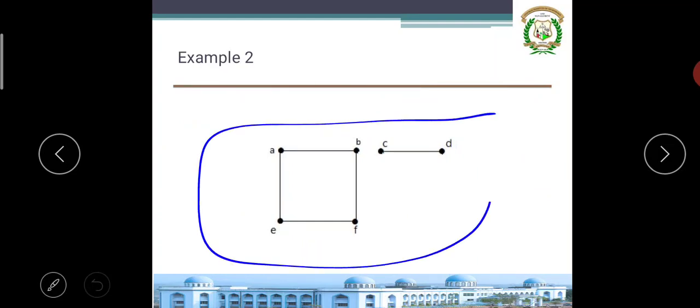This is a disconnected graph. If you observe very carefully, A to D, I want to travel, I can go A to C, but it is disconnected. If I connect this, that will become a connected graph.